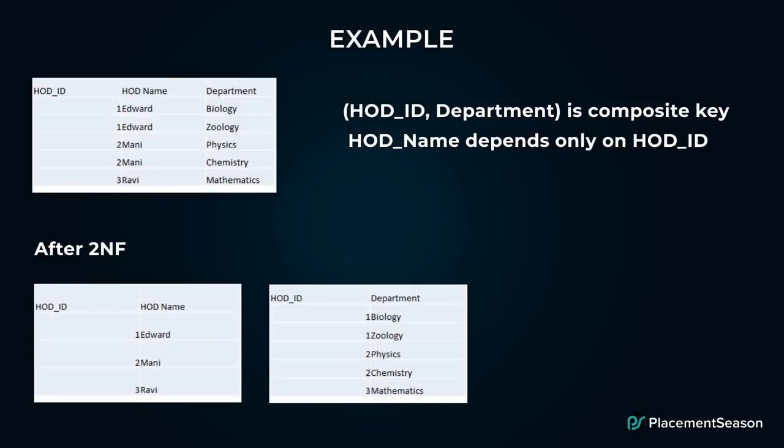If you see the advantage of table to be in 2NF, it reduces data redundancy. For example, consider the table before 2NF, that is the first table here. If you want to change the HOD name for HOD ID 1, suppose you want to change the name Edward to Johnson, then you need to change in 2 rows. But after second normalization form, you just need to change it in the HOD information table. So with this, we can easily reduce data redundancy.